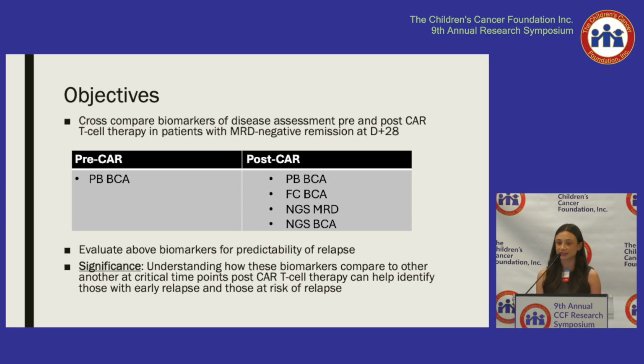What's novel about this analysis is that typically when people are measuring B-cell aplasia, they're looking in the peripheral blood, not in the bone marrow, and using flow cytometry if they do look at this in the bone marrow, and not using next-generation sequencing, which is more sensitive.